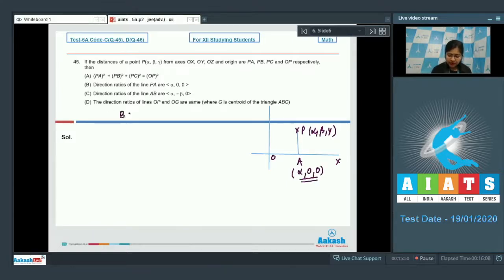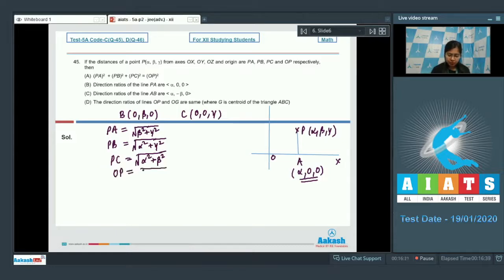Similarly, if we talk about point B, its coordinate will be 0, beta, 0. And coordinate of C will be similarly 0, 0, gamma. Now, what will be PA? PA will be equal to root of beta square plus gamma square. So on similar pattern, PB will be equal to under root of alpha square plus gamma square and PC will be equal to under root of alpha square plus beta square. Now, let's also talk about OP. OP will be equal to distance of point P from origin, that is square root of alpha square plus beta square plus gamma square.